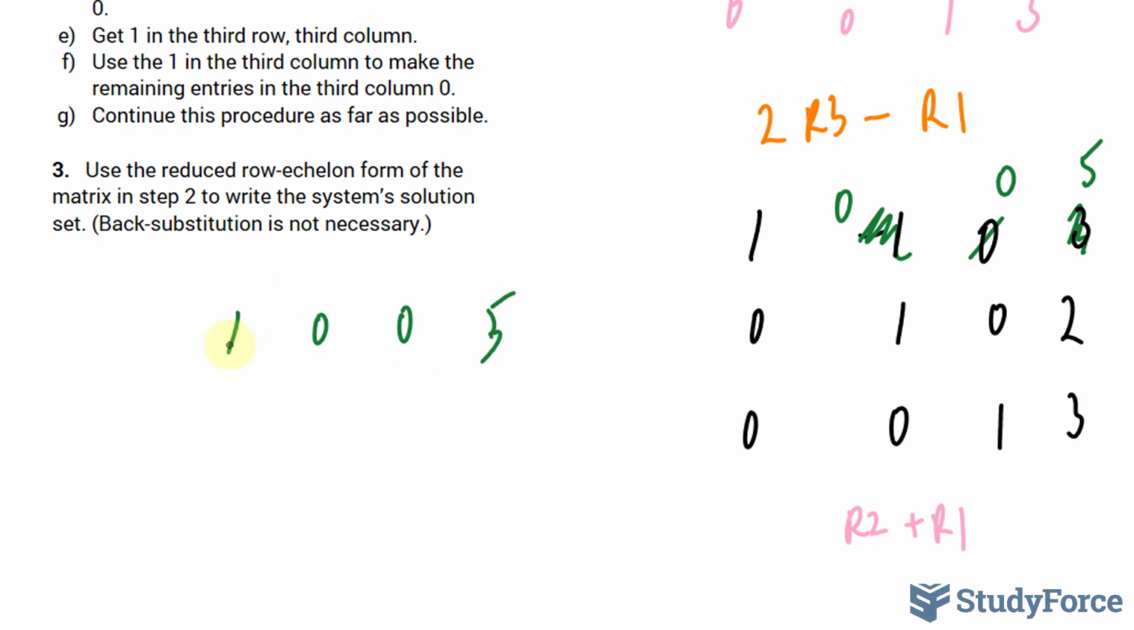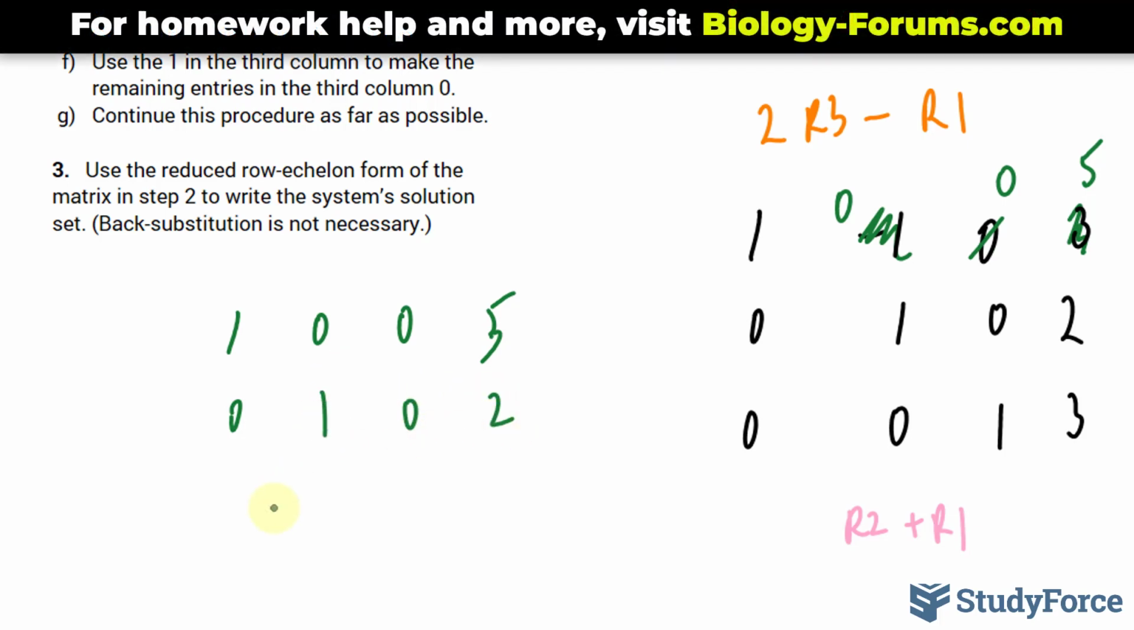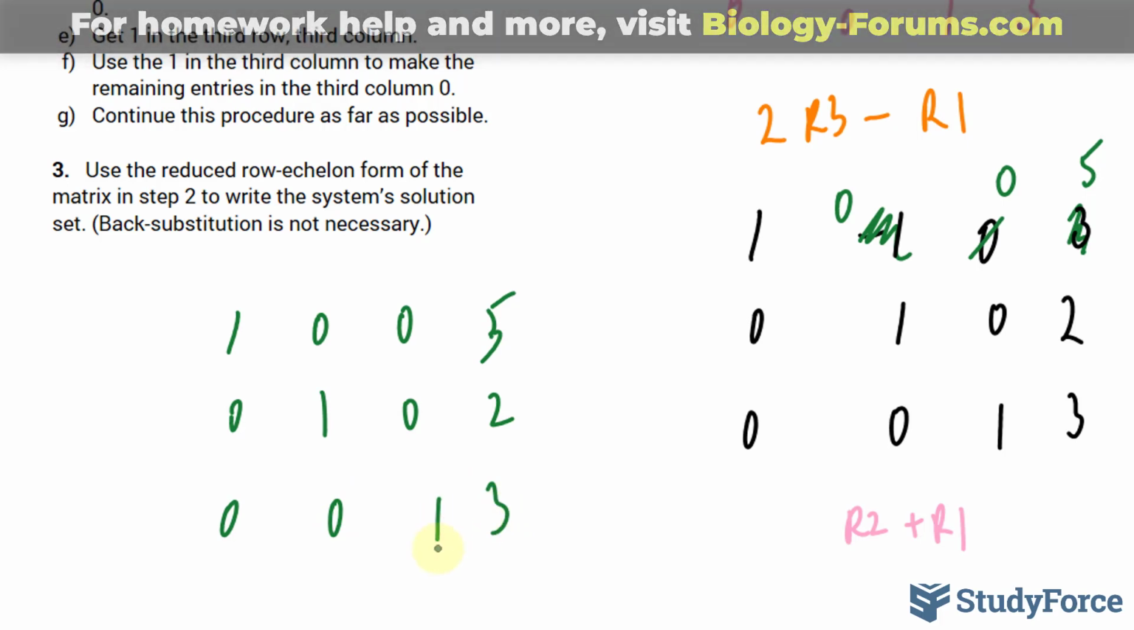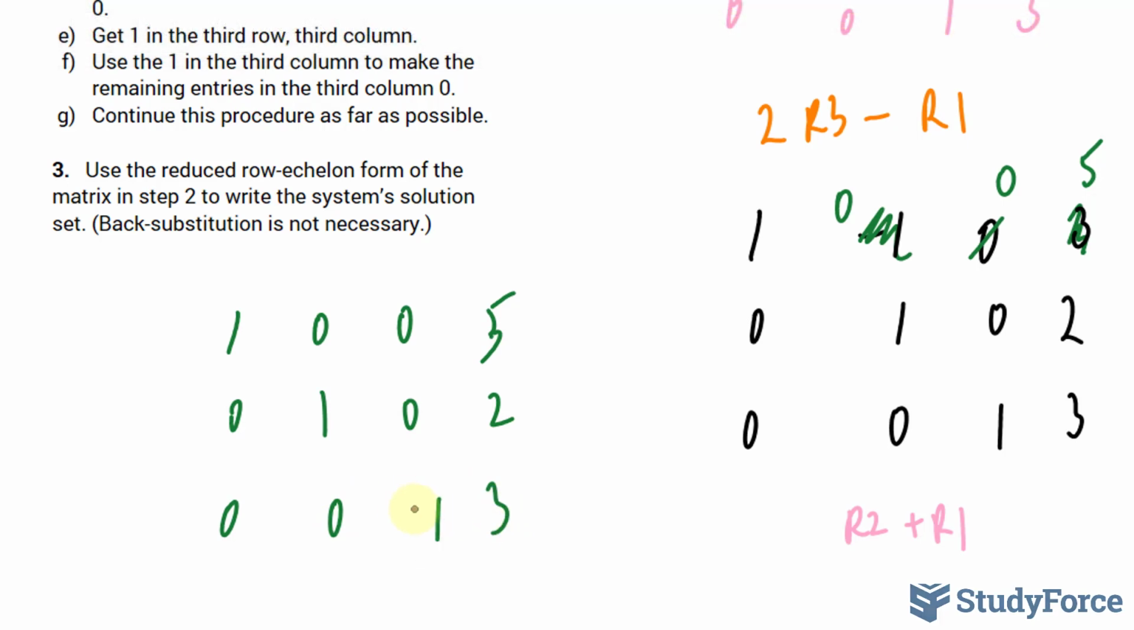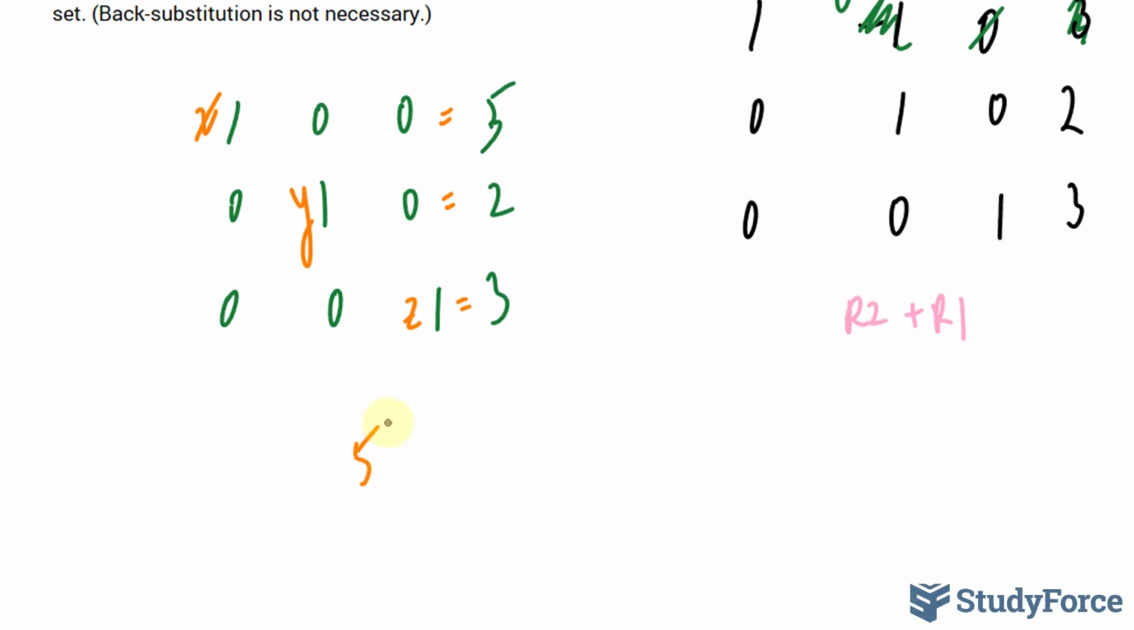Remember, this represents x. 0, 1, 0, and 2, this represents y, and 0, 0, 1, and 3, this represents z. So we have z is equal to 3, y is equal to 2, and x is equal to 5. And that is exactly what we found when we did Gaussian elimination with back substitution. Let me write that down. 5, 2, and 3 is our solution.